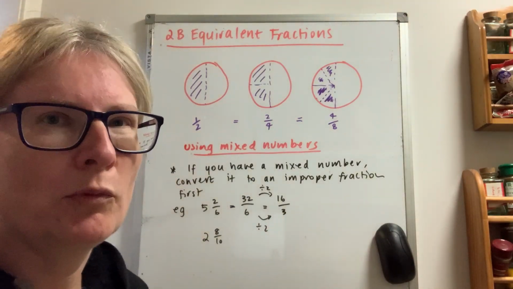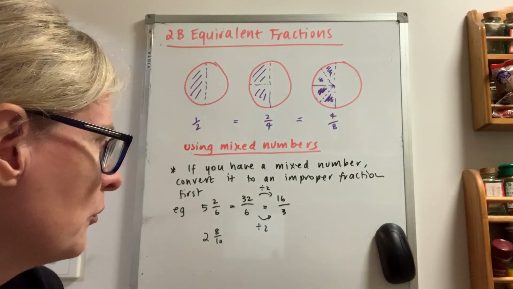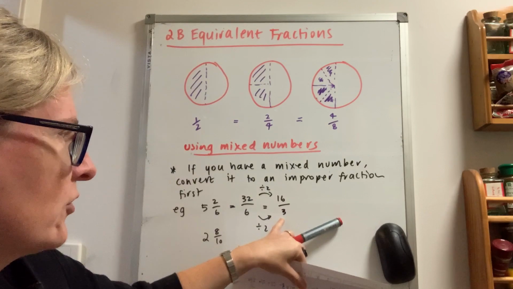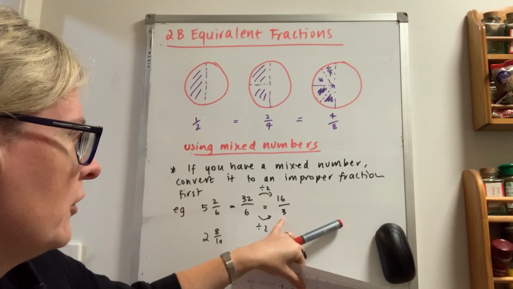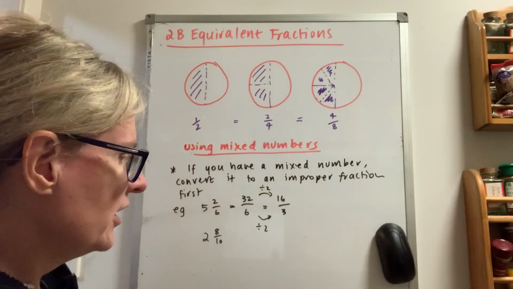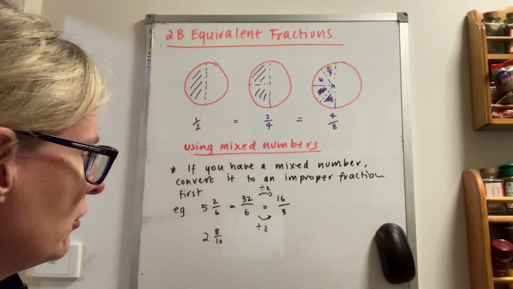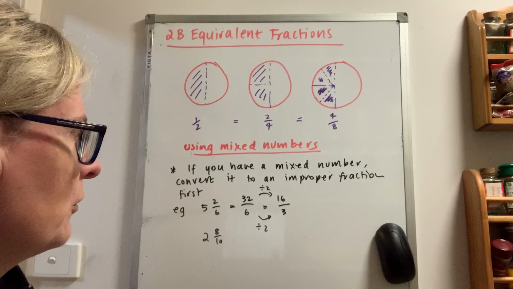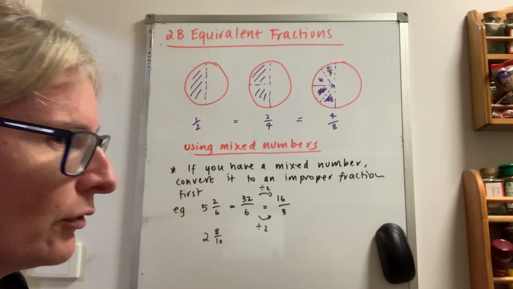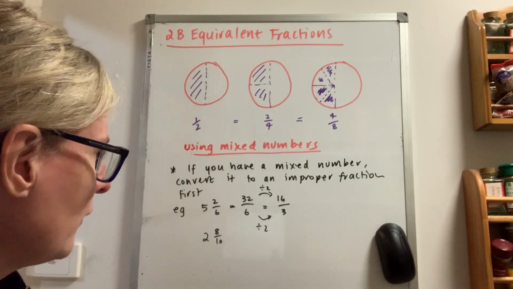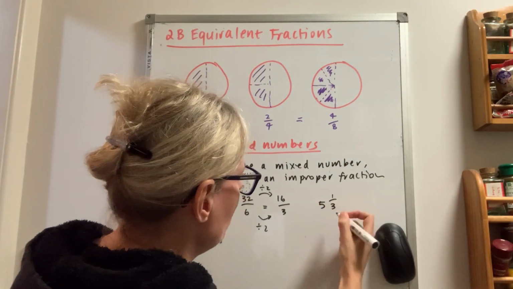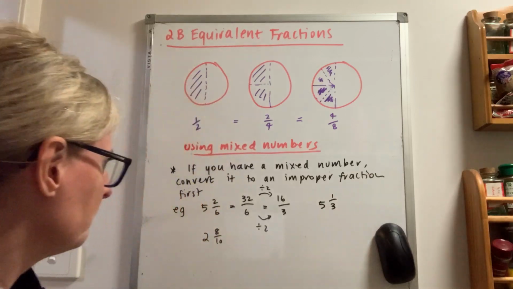Often in algebra it's more useful to leave it as an improper fraction. It depends on the question. You might also be asked to return it to a mixed number at the end. So if you're asked to return it to a mixed number, then again you need to say to yourself, how many 3s go into 16? Well, 3 fours are 12, 3 fives are 15, so the closest you're going to get is 5. So you've got 5 and 1 left over, so you've got 5 and a third.